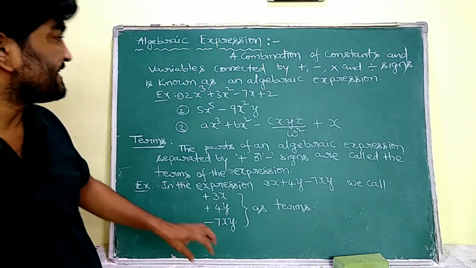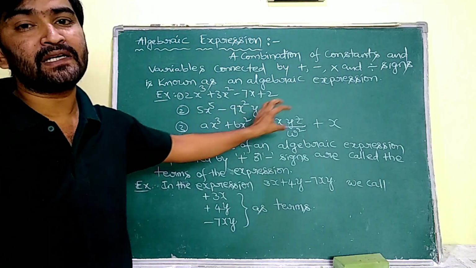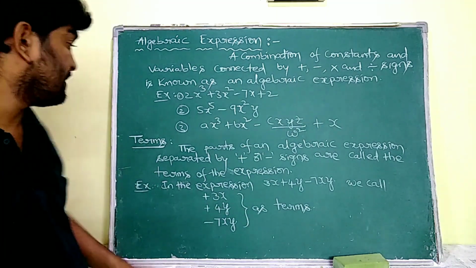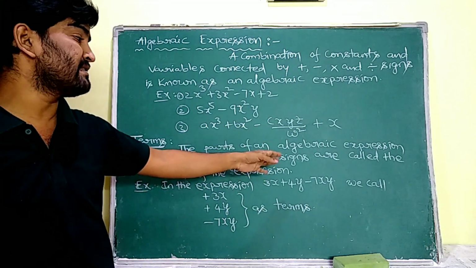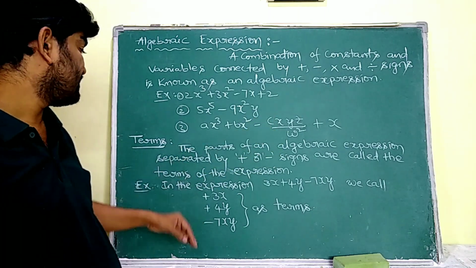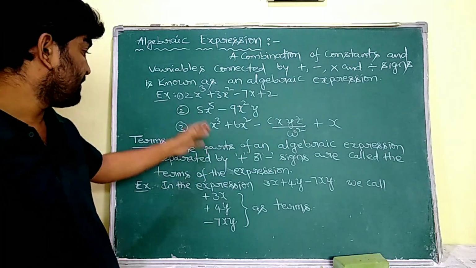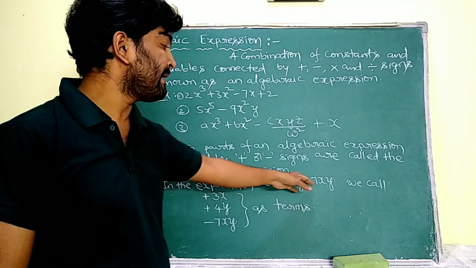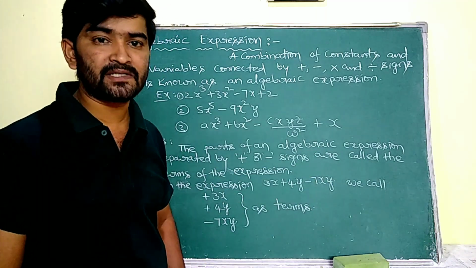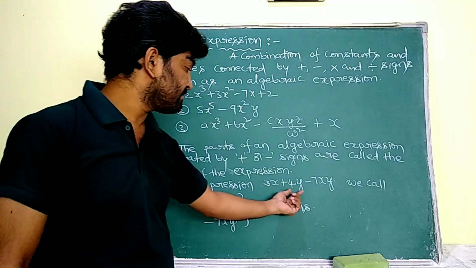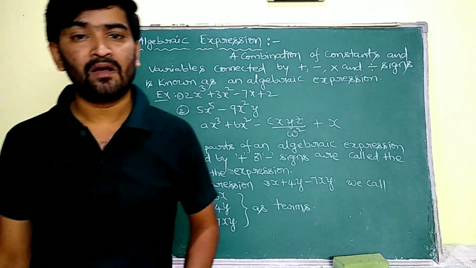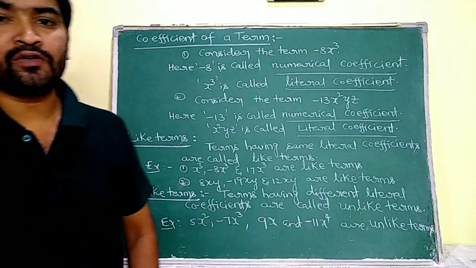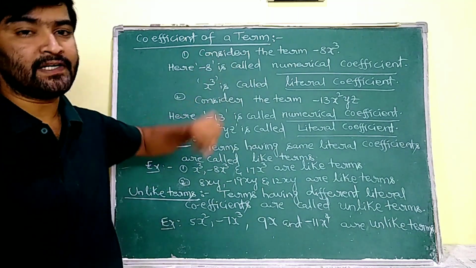Okay, now terms. A part of an algebraic expression is known as a term. So the parts of an algebraic expression separated by plus or minus signs are known as terms. For example, see here, 3x plus 4y minus 7xy is an algebraic expression. Here, 3x, 4y and minus 7xy are known as terms.